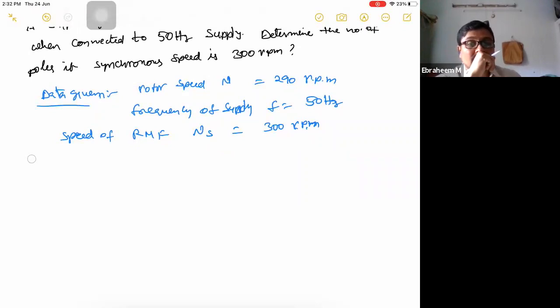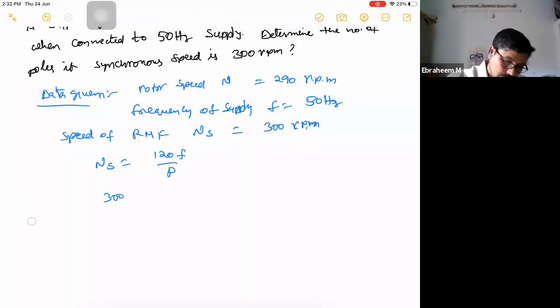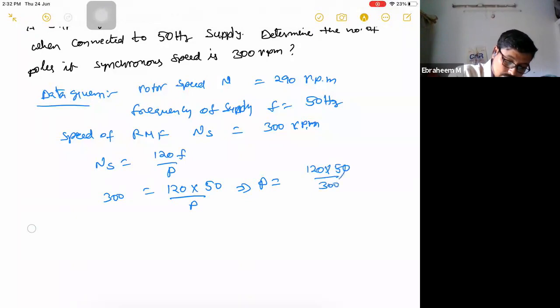Do you think that we can calculate the number of poles? We have Ns is equal to 120 f by p. So that is 300 is equal to 120 into 50 by p. That implies p is equal to, how much? 20. Number of poles is equal to 20.